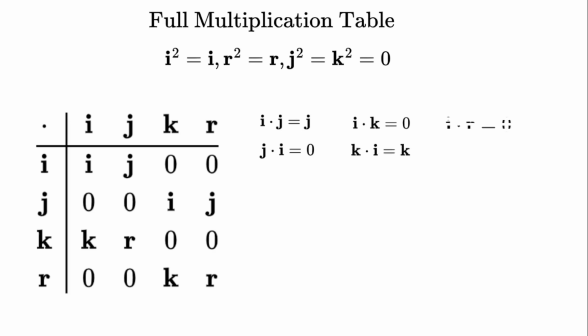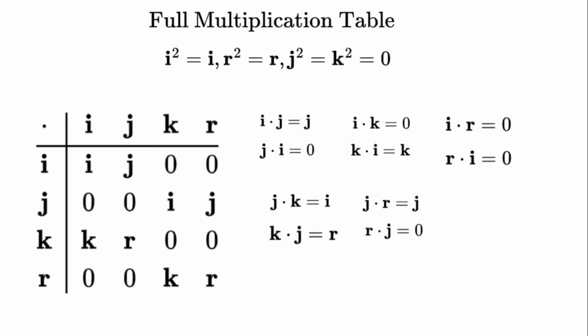Now I times r, so I times r equals 0. For r times I, so r times I equals 0. Next, j times k, so j times k equals I. For k times j, so k times j equals r. Now j times r, so j times r equals j. For r times j, so r times j equals 0. Next, k times r, so k times r equals 0. Finally, r times k, so r times k equals k.